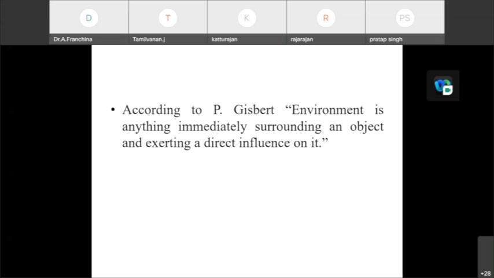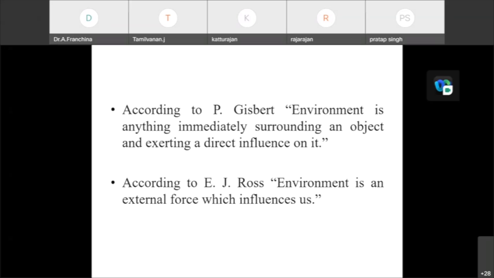There are two persons here whom I have quoted, one is Gilbert and another one is E.G. Rose. There are so many persons who contributed to this study. According to Gilbert, environment is everything. When we say environment, simply, it is the surrounding, which means what surrounds you.